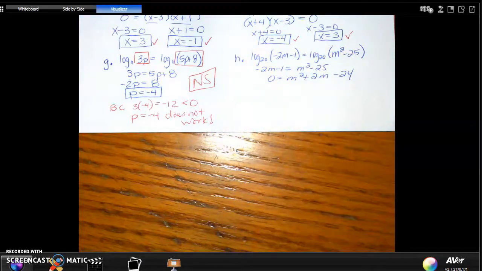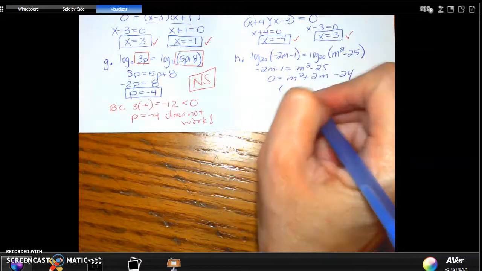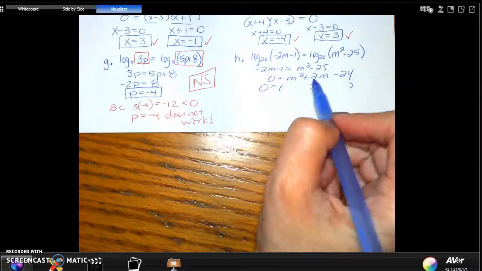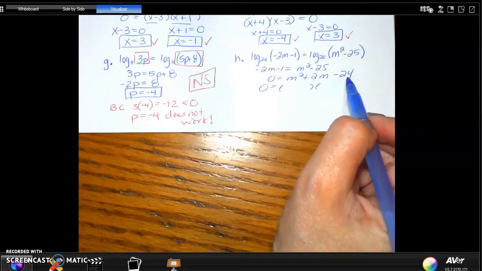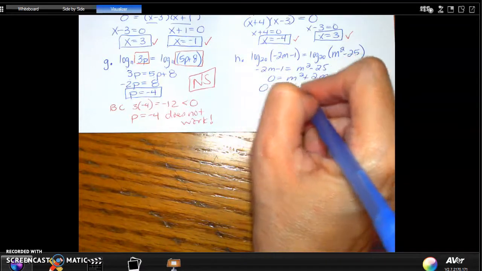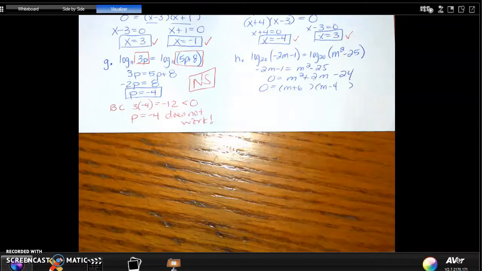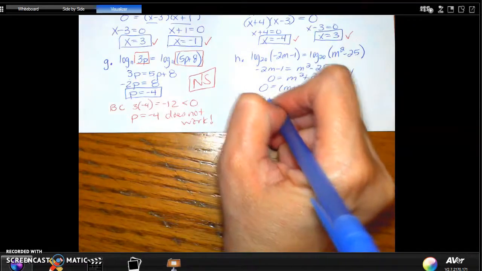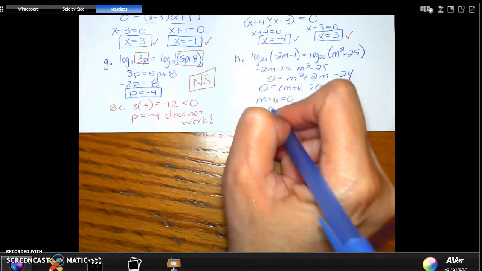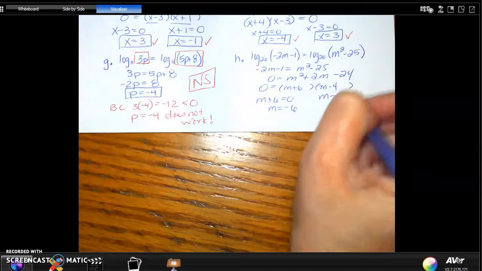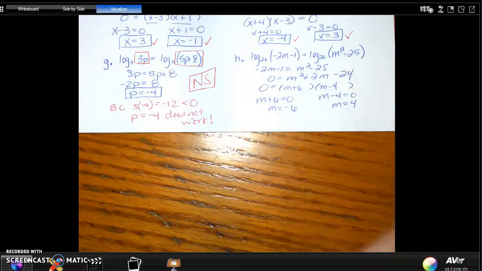And here we're going to do some reverse FOILing. Factors of 24 that are going to get us to 2. That's going to be 6 and 4, because 6 times 4 is 24, and 6 minus 4 is 2. So we need a plus 6 and a minus 4. When we set those equal to 0, we get a negative 6 that we can test, and we also get a 4 that we can test.